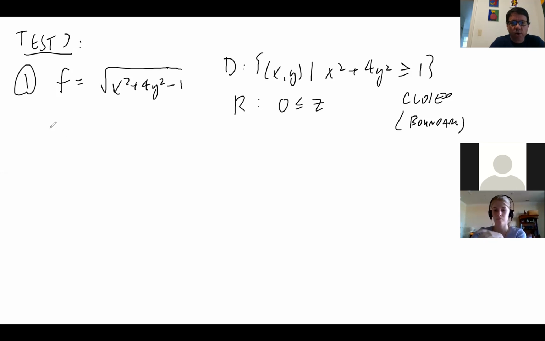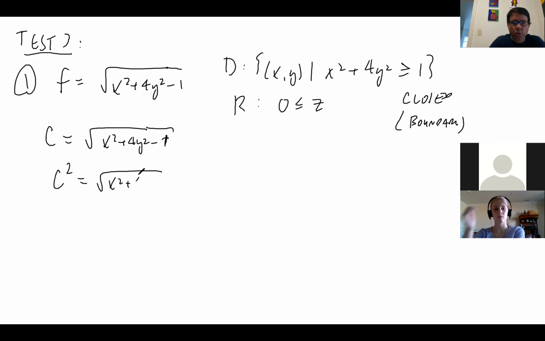And if you look at the level curves where you set this to be c, probably should square both sides. You get c squared equals x squared plus 4y squared minus 1. Not square root, that's why you squared it.